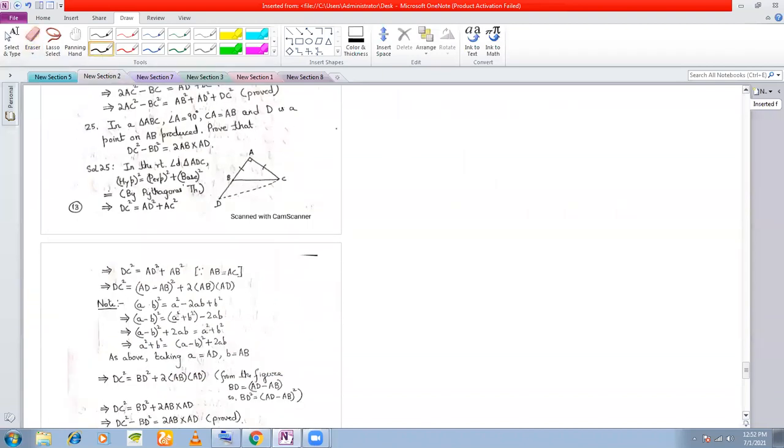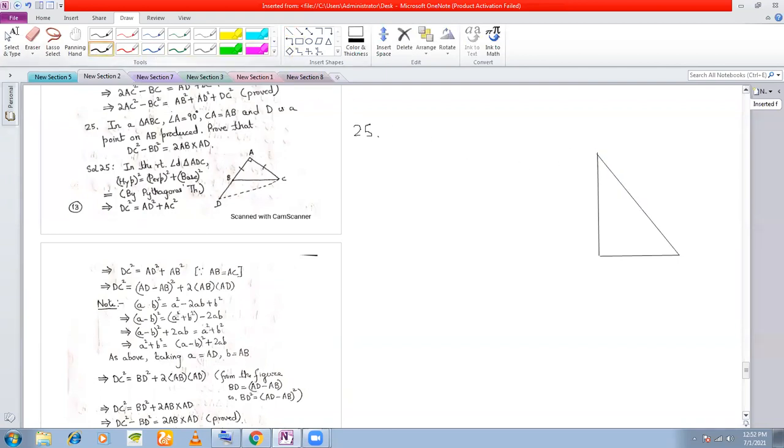Number 25. The figure is not given, so you will have to draw the figure on your own. In triangle ABC, angle A is 90 degrees, CA is equal to AB, and D is a point on AB produced. Prove that BC square minus BD square is twice AB into AD. Let's draw a right angle triangle. Let's draw it this way.